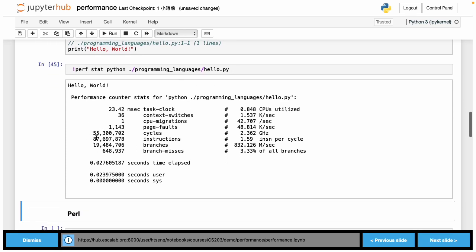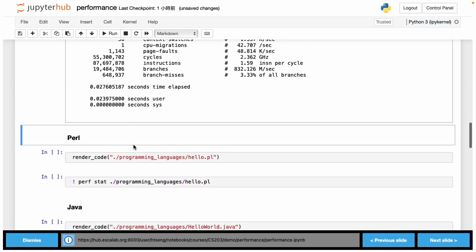It needs 88 million instructions. Can't believe it, right? 88 million instructions for hello world. And it takes 0.2 seconds to run this Python program.